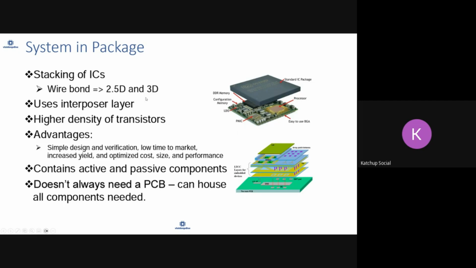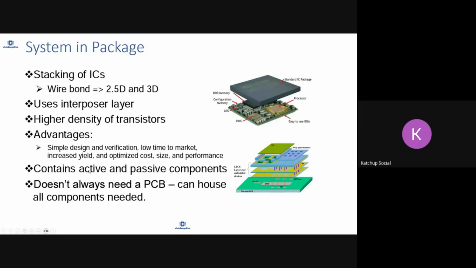Earlier, they were connected by a wire bond, basically a wire connecting from one to another. The new 2.5D to 3D stacking of ICs uses something known as an interposer layer, which we'll talk about. This enabled higher density of transistors. Advantages included simple design and verification, low time to market, increased yield, optimized cost, size, and performance.